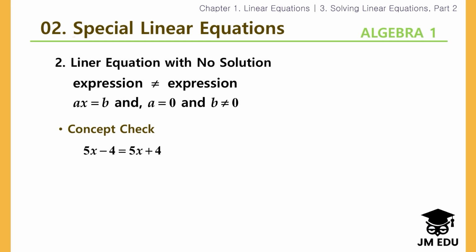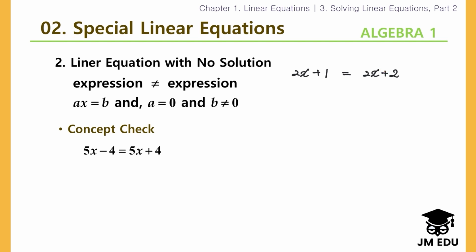Number 2, the linear equation has no solution if the expression on the left-hand side cannot be equal to the expression on the right-hand side. Let's say we have 2x plus 1 and we have 2x plus 2 here. Okay, for all values of x, this value and this value will never be equal to each other.